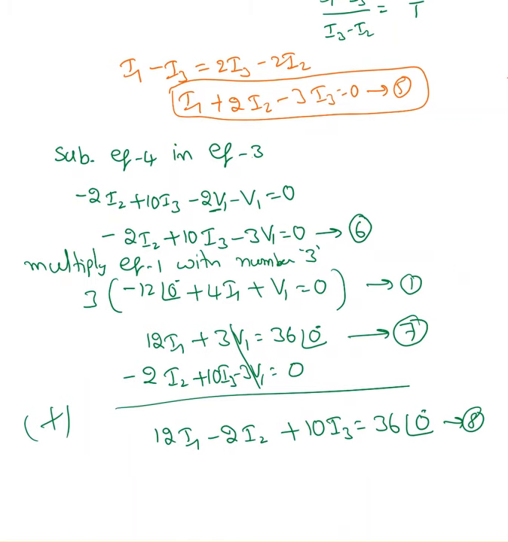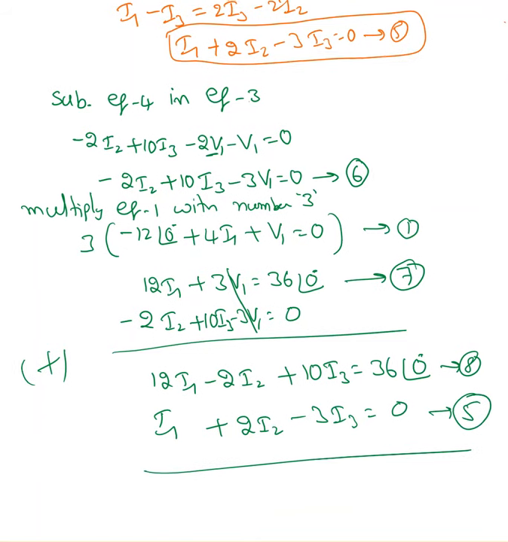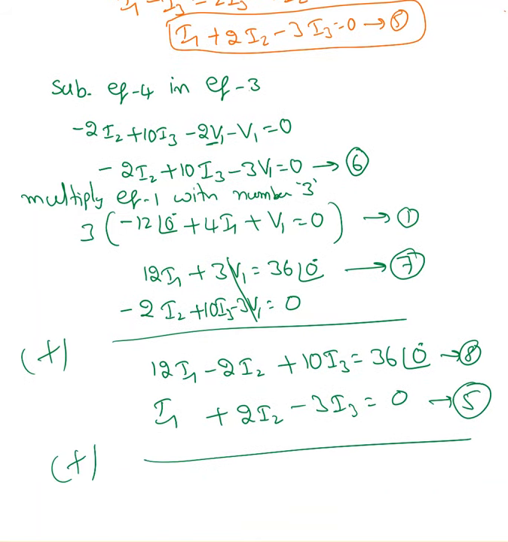We can eliminate either i1 or i3. So if you look at equation 5, I have i1 plus 2i2 minus 3i3 equal to 0. This is my equation 5. I'm going to add these two equations to eliminate i2. So I have 13i1 plus 7i3 equal to 36 at an angle of 0.